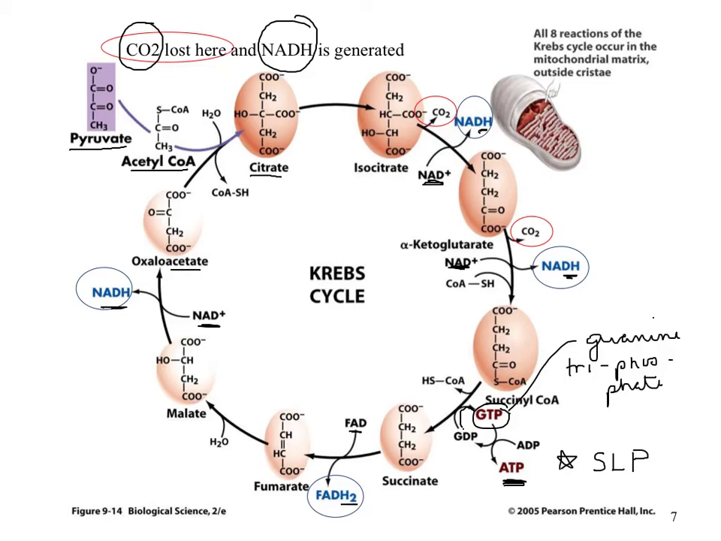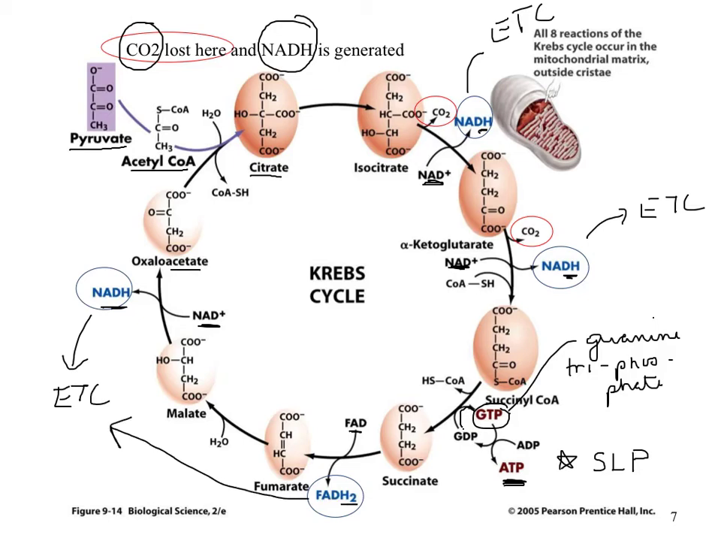I want to point out that each of these reduced coenzymes, the NADH and the FADH2, from the perspective of aerobic respiration, are going to go off to the electron transport chain. So that's going to go off to the electron transport chain. That's going off to the electron transport chain, and that's going off to the electron transport chain, as did this. Okay?